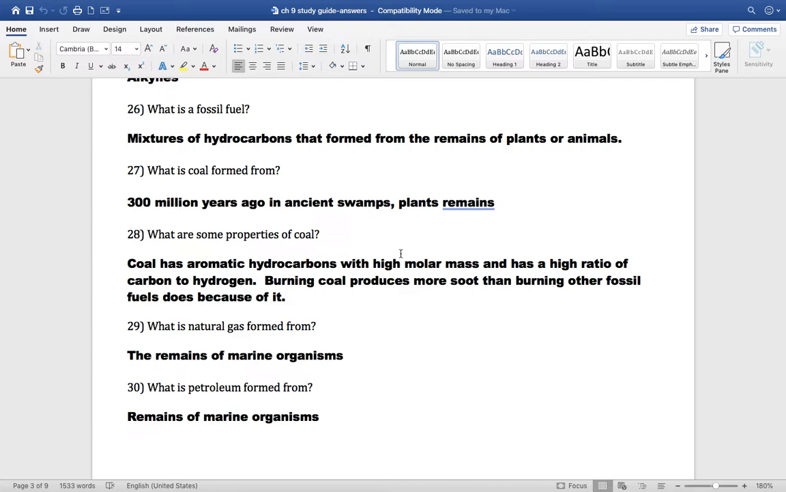What is natural gas formed from? The remains of marine organisms. Petroleum is also formed from the remains of marine organisms.